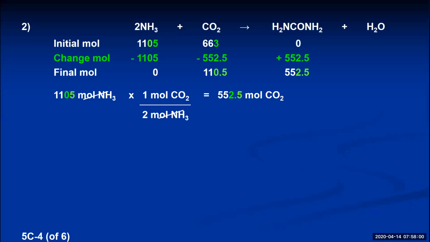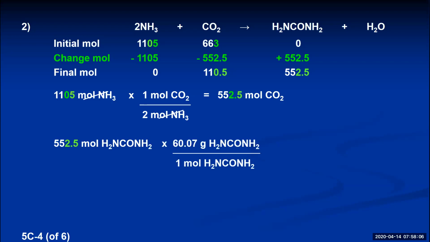So we now know how many moles of urea have been produced. If we determine urea's molar mass, we can convert the moles into grams by multiplying it by its molar mass of 60.07 grams per mole, and we get an answer to 2 significant figures of 33,000 grams of urea produced from this reaction.